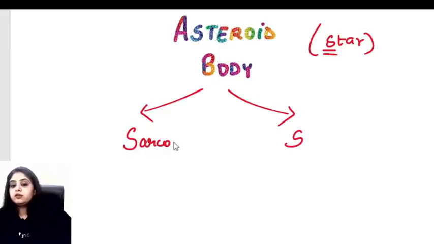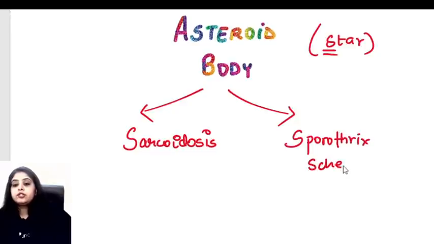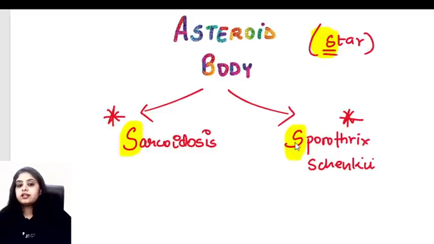One is going to be sarcoidosis, which we've just spoken about right now, and the other is going to be a fungal infection that is known as Sporothrix schenckii or sporotrichosis, Sporothrix schenckii, that also shows you this star-shaped body. So remember, S for star or asteroid seen in sarcoidosis and seen in Sporothrix schenckii.